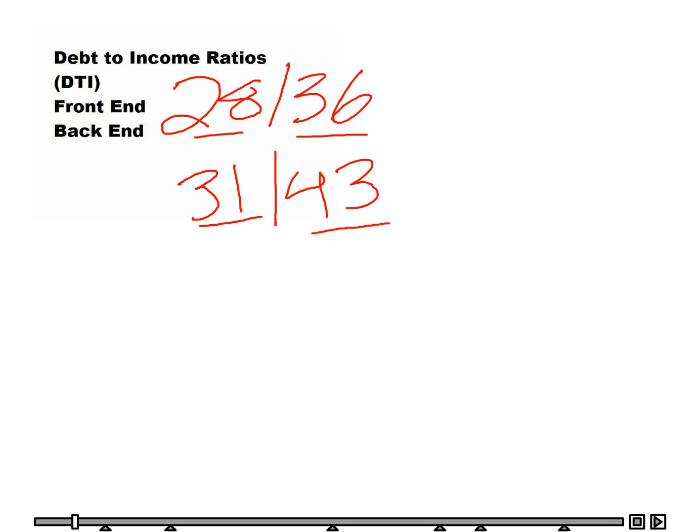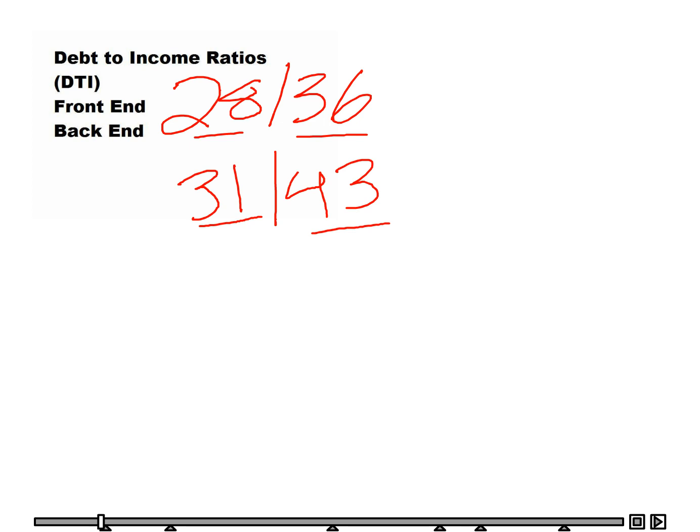So let's talk about what we mean by front end and back end. The front end ratio includes all of the payments associated with the house, so the taxes, the insurance, the principal and interest, the mortgage insurance if applicable, and the HOA if applicable. You take the sum of all those numbers and you divide that by the monthly income, and that gives you the front end ratio. The back end ratio is that number for the housing payment that we just calculated, plus all the other borrower's obligations, such as car payments. Utility payments are not included, credit card payments would be included.